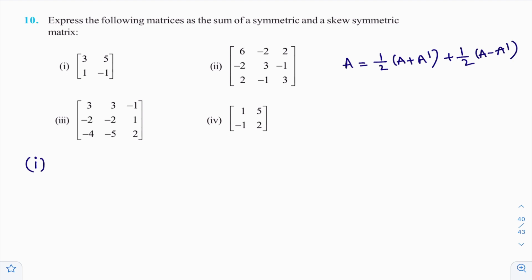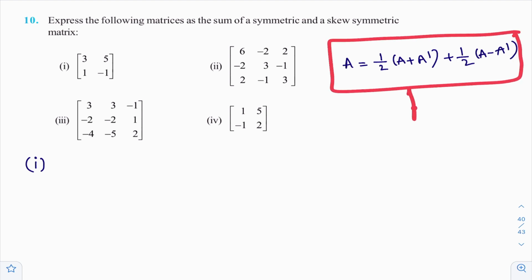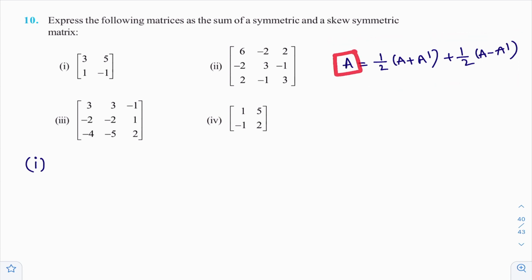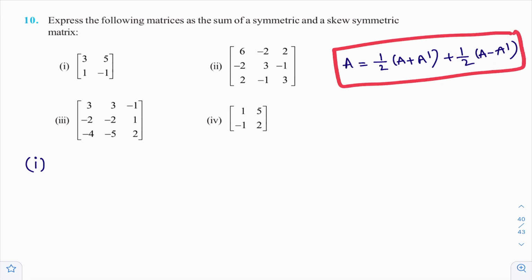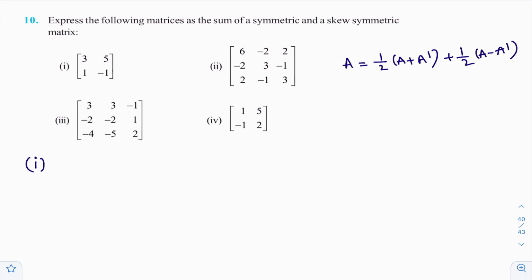We learn this theorem while learning the theory part related to the third exercise. What is this theorem? Every square matrix A can be expressed as the sum of a symmetric and a skew symmetric matrix. In this question they are asking, express the following matrices as sum of symmetric and skew symmetric matrices. Whatever matrix they have given, you can observe all are square matrices only. I'll take it as matrix A.